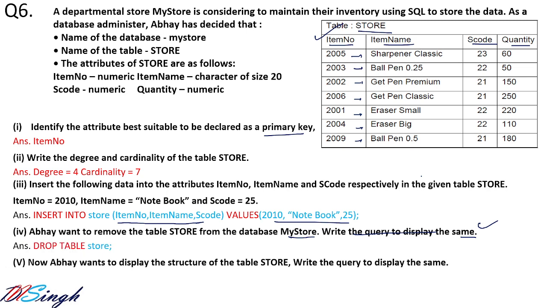Let us see the last question. Now if I want to display the structure of the table store, write the query for it. For displaying structure, there is a command called describe. Okay, so DESC is also allowed, or describe complete keyword is also allowed. So you can write describe store, or you can write DESC store. Okay, so both things are okay, both are fine.